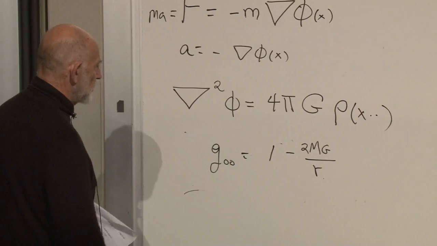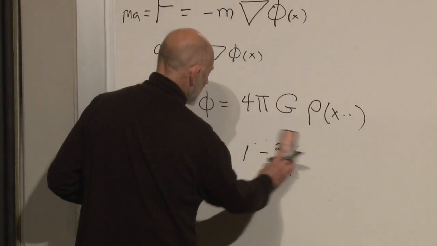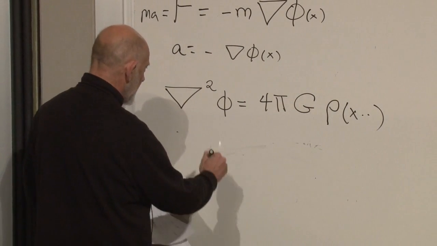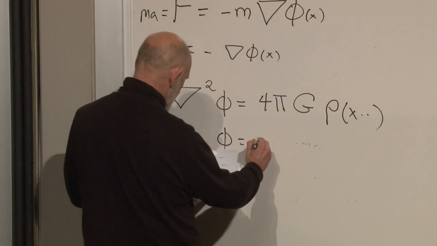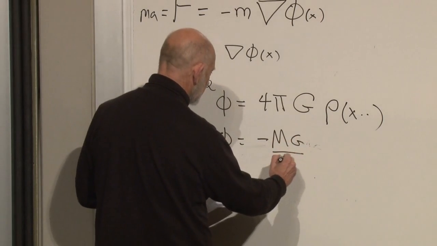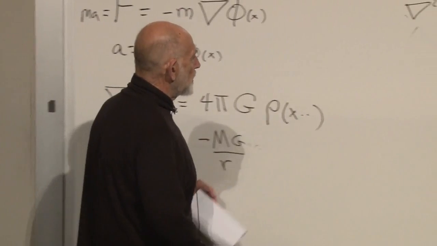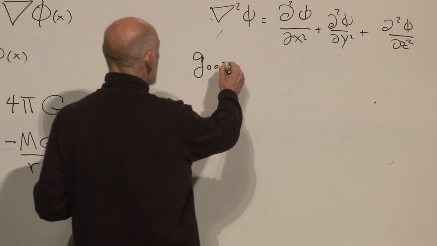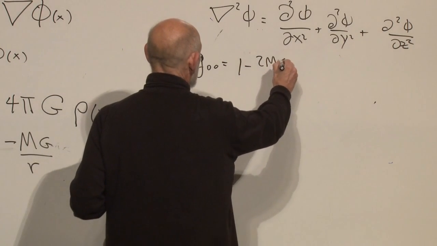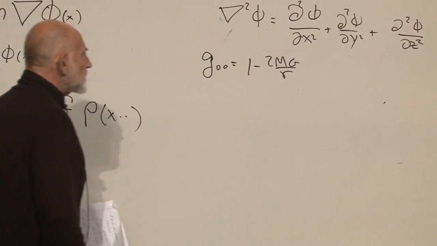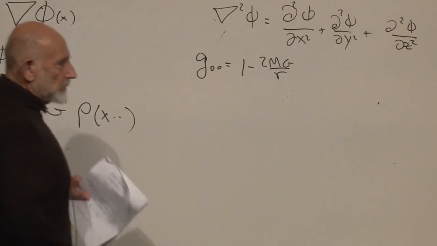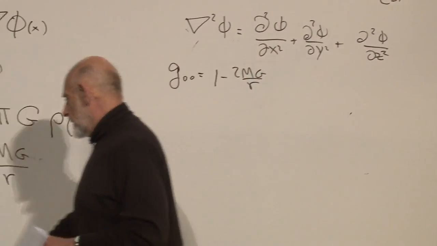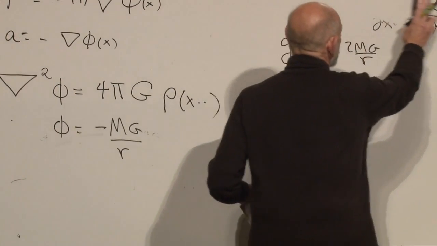Oh, I erased what the solution was, didn't I? Let me put back the solution for a minute. Phi equals minus mg over r. Okay. Now let's write Schwarzschild over here. The only part of it that I'm interested in right now is just to remind you, g0 naught is 1 minus 2 mg over r. I've set the speed of light everywhere equal to 1 as usual. C is equal to 1. I don't need this equation.